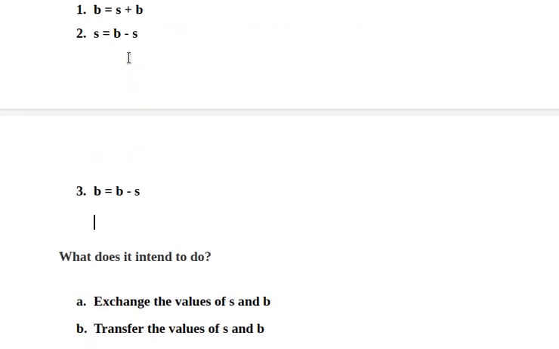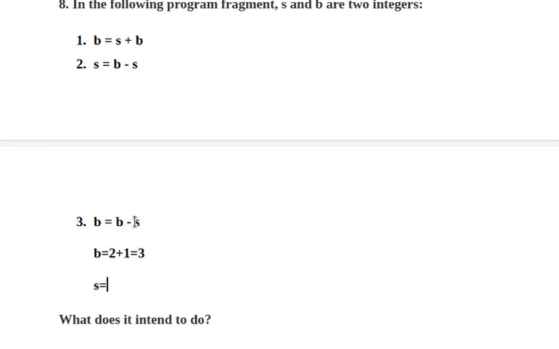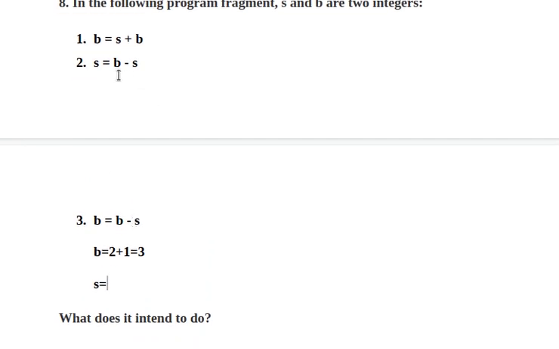Let's consider the value of B is 1 and S is 2. First case, B equals S plus B, so 2 plus 1, which will become 3. In the second case, S will be equal to B minus S. So B is 3 and S is 2, so 3 minus 2, which will be equal to 1.